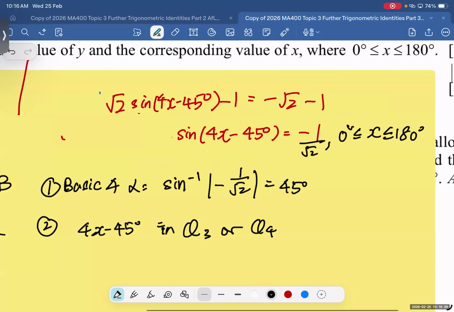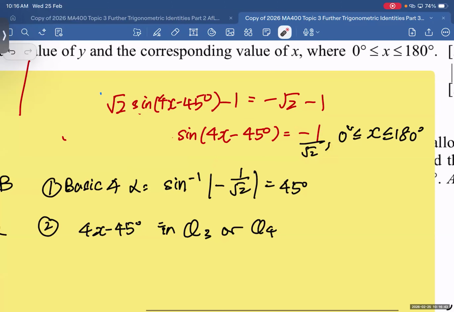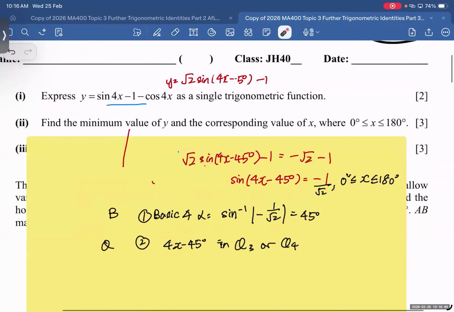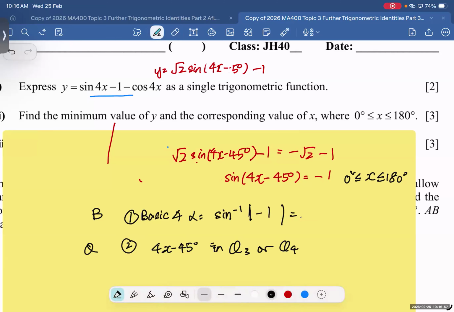Then here, wait. Am I right? Oh, negative 1. Sorry, negative 1. Is it negative 1? My bad. So what is sine inverse of negative 1? Pi over 2.